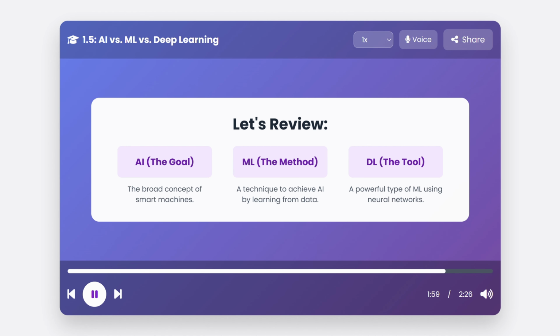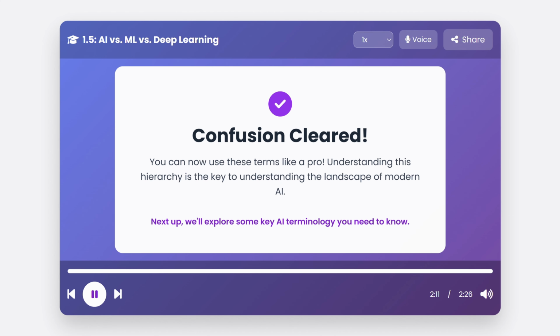So, let's quickly review the relationship. Artificial intelligence is the overall goal. Machine learning is the primary method we use to achieve that goal today. And deep learning is a powerful and advanced tool within the toolbox of machine learning. Simple as that. And now you know.